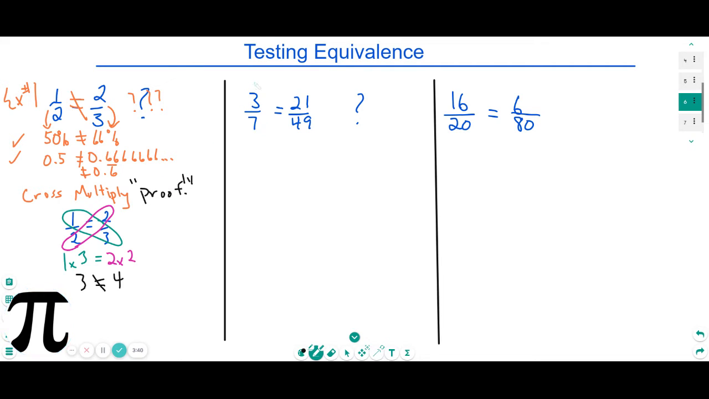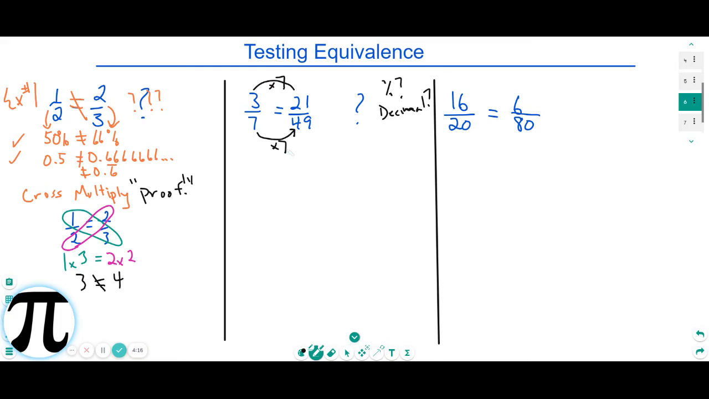Now, some of you are just going to use factors to solve for this. In other words, those of you who are really good at your times tables might say, Mr. Smith, I know that to go from 7 to 49 on my times table, I have to multiply by 7. So in other words, maybe you don't know what the percentage is here, maybe you don't know what the decimal is. Okay, well, that's fine. There's lots of ways to figure out whether two fractions are equivalent.